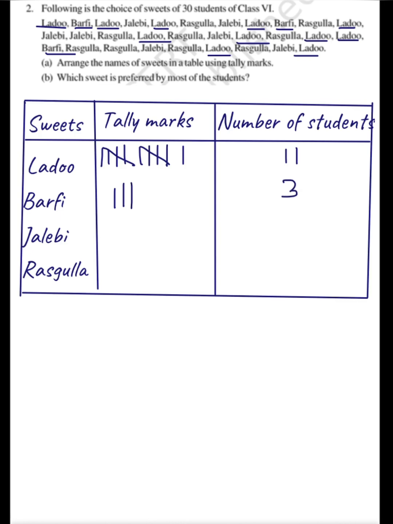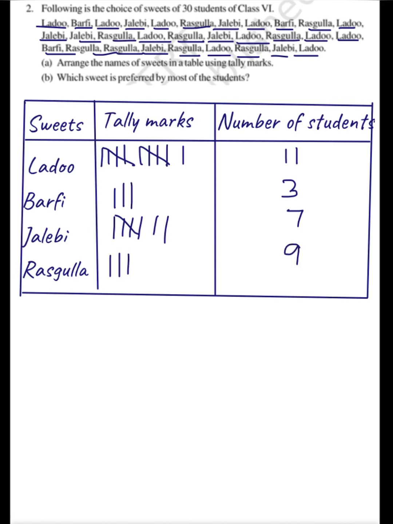Now the next one is jalebi. 1 2 3 4 5 6 7, so 7 jalebi. Now the next one is rasgulla. 1 2 3 4 5 6 7 8 9, so 9. So this is the table that we have made using tally marks.